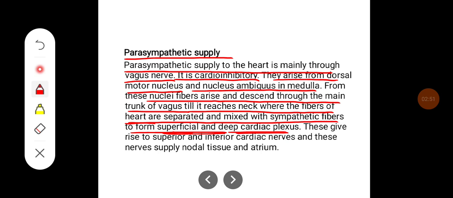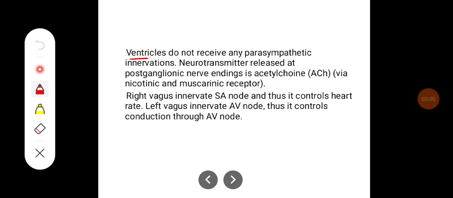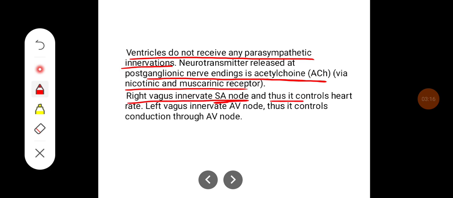These give rise to superior and inferior cardiac nerves, and these nerves supply the nodal tissue and atrium. The ventricles do not receive any parasympathetic innervation. Neurotransmitter released at postganglionic nerve endings is acetylcholine, which acts via nicotinic and muscarinic receptors. The right vagus innervates SA node and thus it controls the heart rate. Left vagus innervates AV node, thus it controls conduction through AV node.